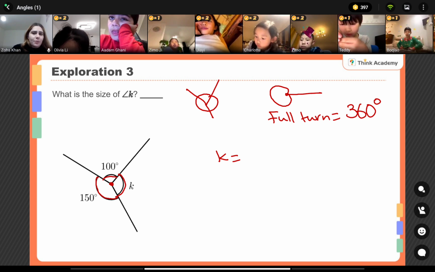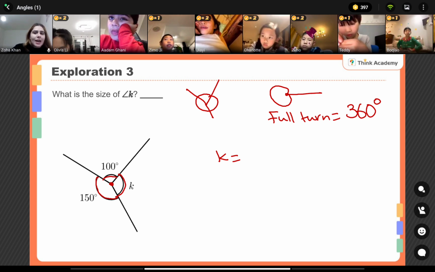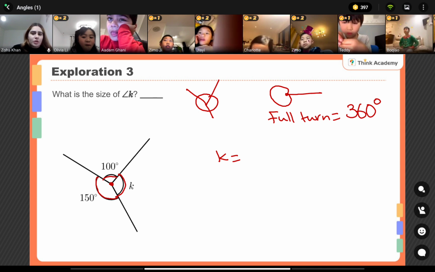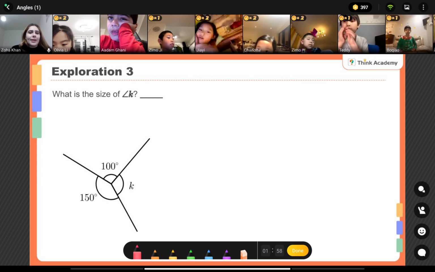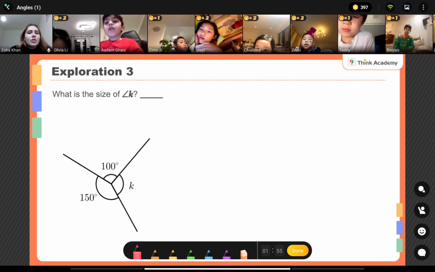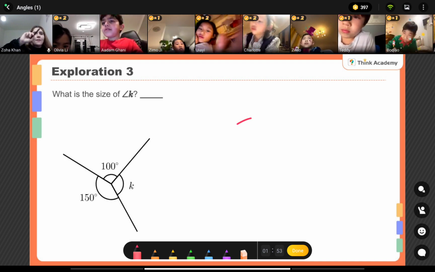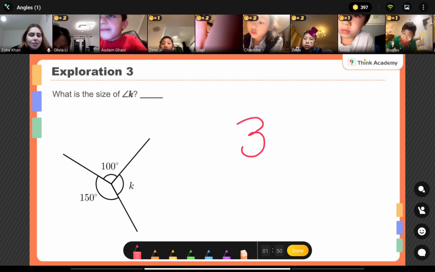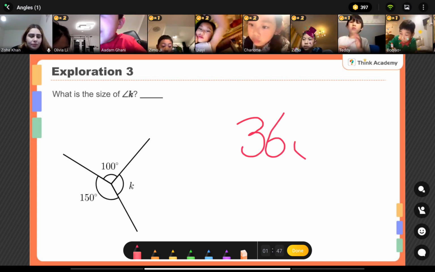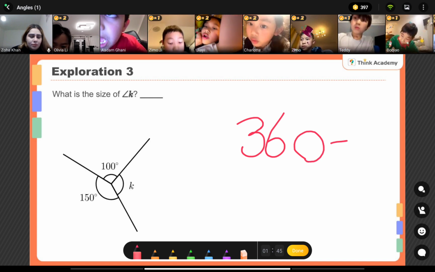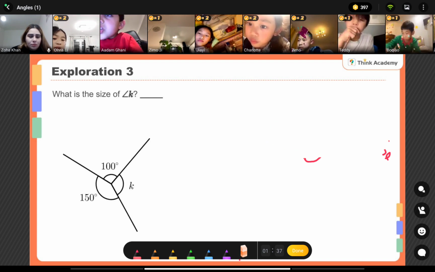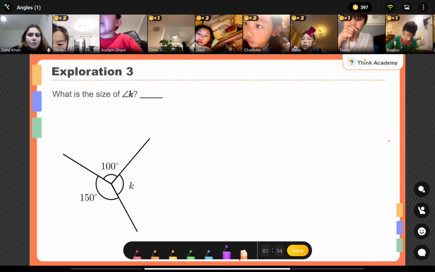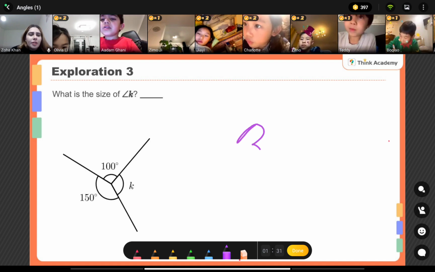I'm going to give you the graffiti board. You've got 2 minutes to work this out, and then I will give you 1 more minute for a vote. So you are going to have a vote for this. Can you work out what K is going to be, please? Remember, angles around a point, that's a full turn. They add up to 360.